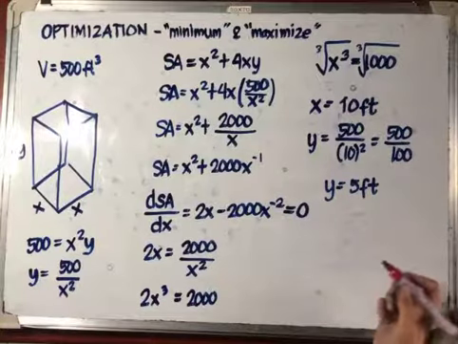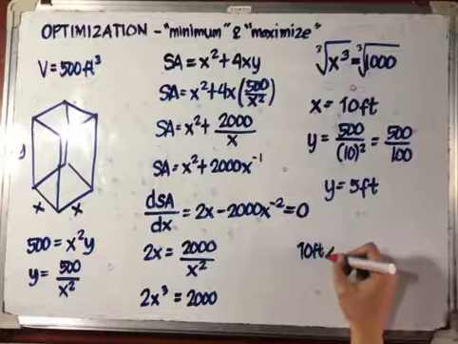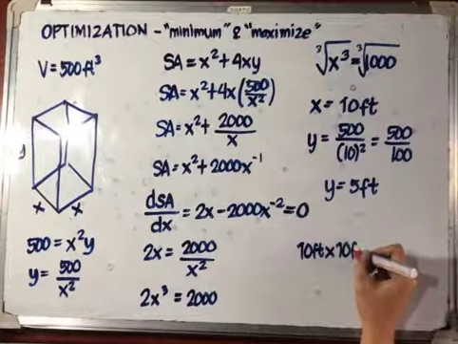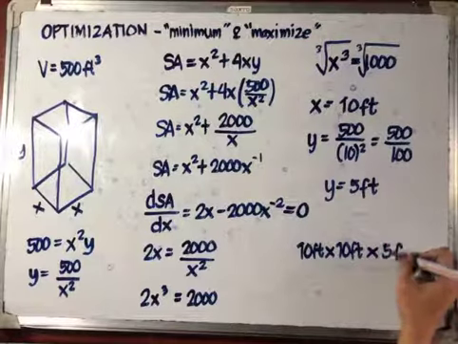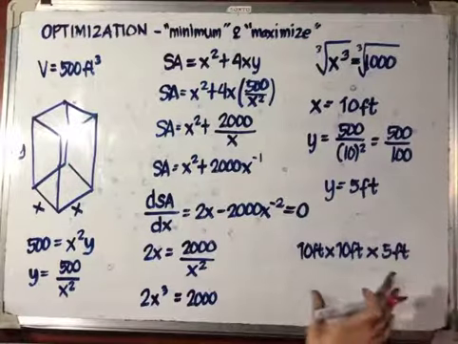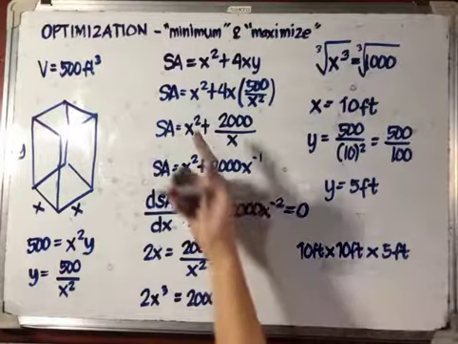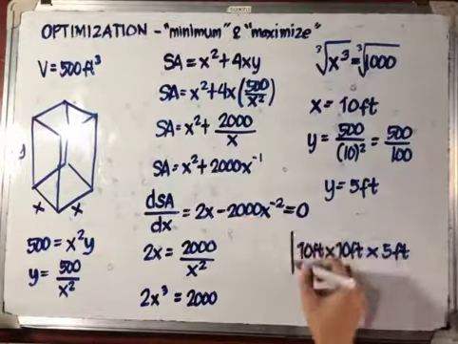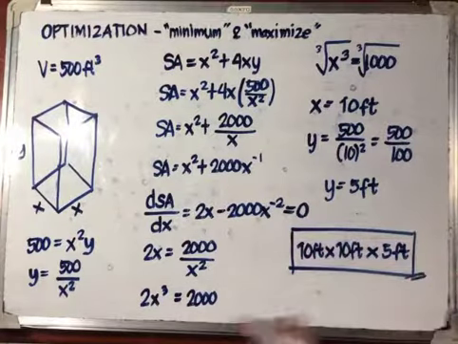So dimension natin would be 10 feet by 10 feet. That's for the bottom. By height, 5 feet. And this dimension daw would give us the least amount of glass, the least surface area. All right.